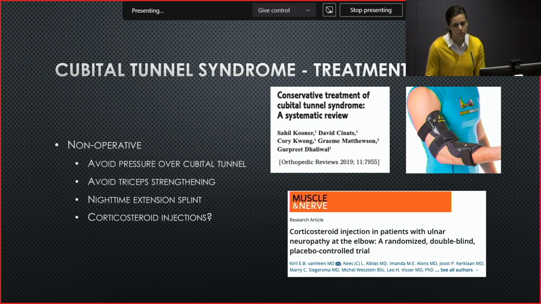Avoiding activities that require elbow flexion for long periods of time. I see this a lot because patients are holding their phone up constantly or maybe reading a book for a long period of time, and then they notice that their small and ring finger go numb. And then avoiding heavy or frequent triceps exercises, again, we see this more in young males that have really large triceps and maybe have ulnar nerve instability, and that can exacerbate it. An elbow extension splint that's worn while sleeping can be helpful.